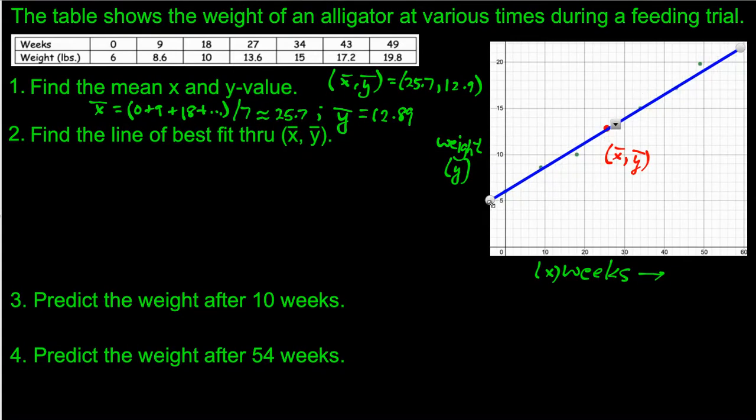Later we'll look at how we find the line of best fit a little more analytically. That looks pretty good. So for the sake of this example, we'll say that that's a very good line of best fit. It goes through the center of gravity.